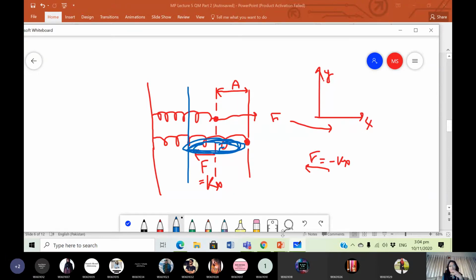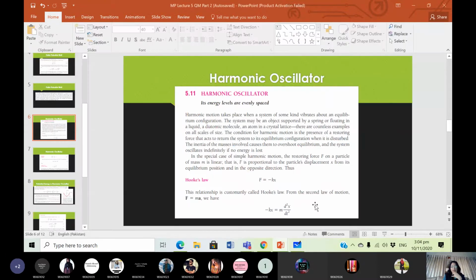So we want to apply the Schrödinger equation, write the Schrödinger equation for this situation. According to Hooke's law, we have F is equal to minus kx.